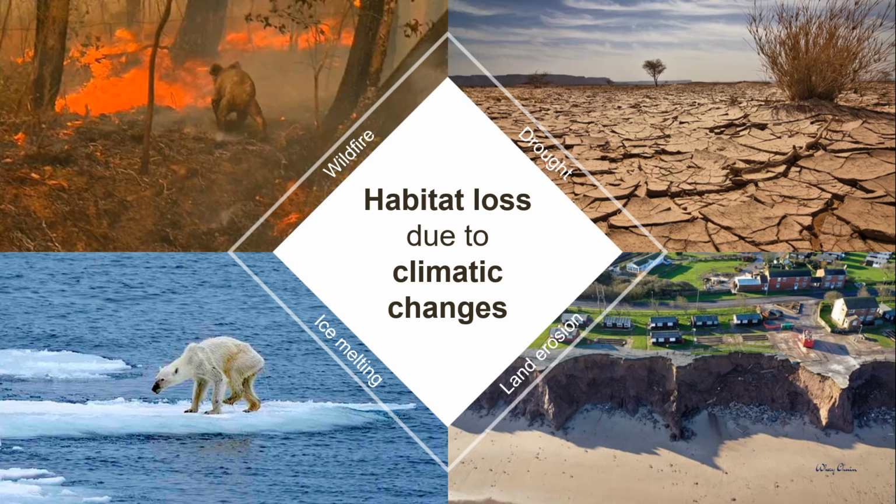The increased ice melting in both polar ice caps and the changes in rainfall result in more severe and frequent storms that can cause landslide. All of these unusual phenomena can cause habitat loss to the biodiversity.